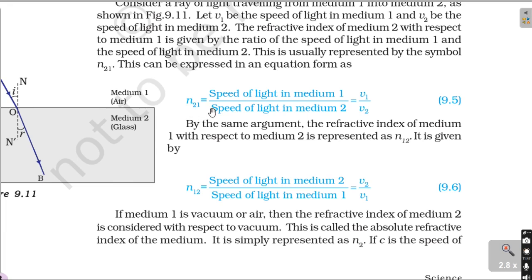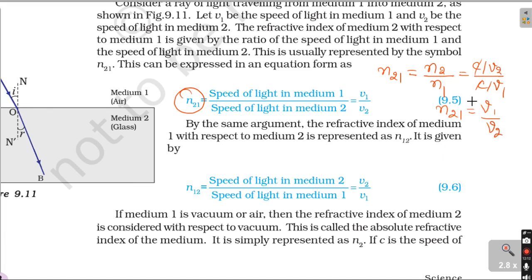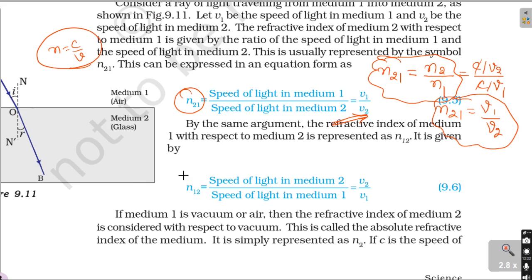So n21 means what? Refractive index of the second divided by refractive index of the first, that is 2 with respect to 1. So n21 is c by v2 divided by c by v1. So n21 will be equal to: c gets cancelled out, v1 goes upside, v2 comes downside. So n21 will be equal to this one. So this formula is written, simple. If you have clarity about the refractive index formula, then you won't find it difficult.